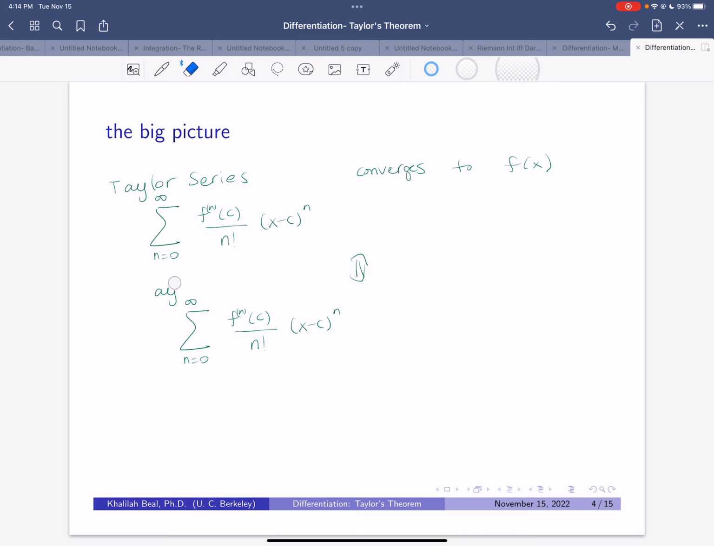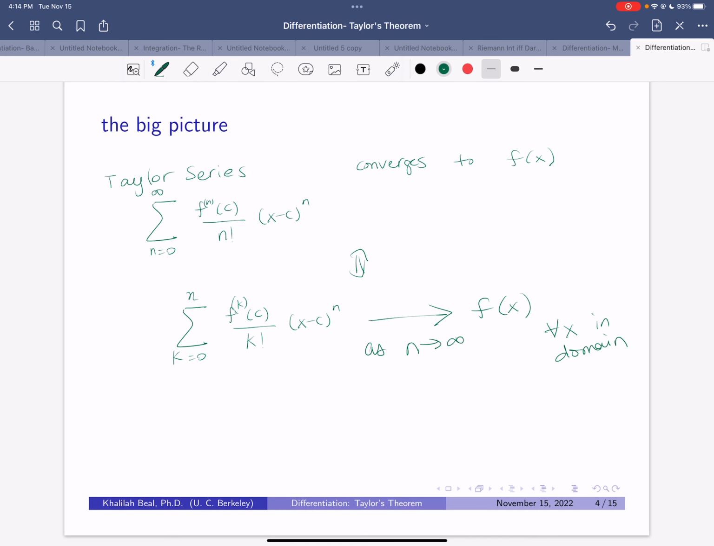to f. So now the sequence of partial sums means k is going to range from 0 to n. So if this goes to f of x, for all x in your domain, as n goes to infinity, that is true if and only if the difference between them goes to 0 as n goes to infinity.